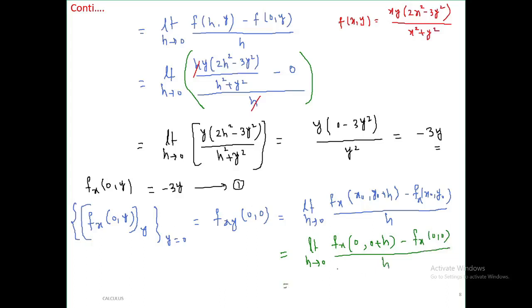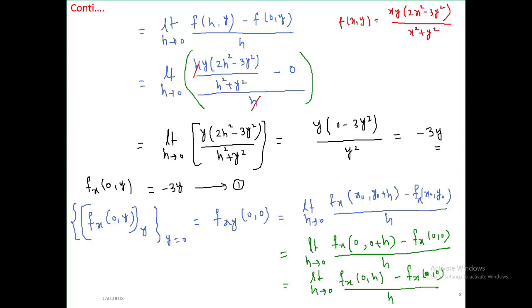Now so this is fx. Yeah, let me write this clearly. Limit h tends to 0, fx 0 comma h, okay, minus fx 0 comma 0 divided by h. Now look at this. Look at this fx 0 comma h. Look at this is fx 0 comma y. So instead of y you are having h. That's it. So wherever y, there you write h. So this value is minus 3h.